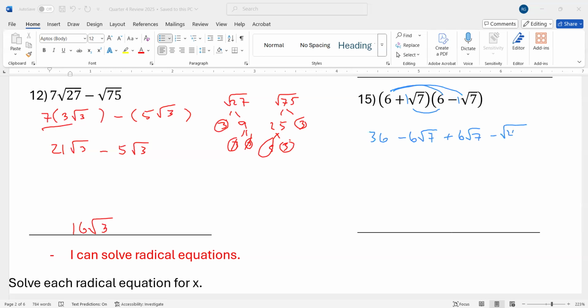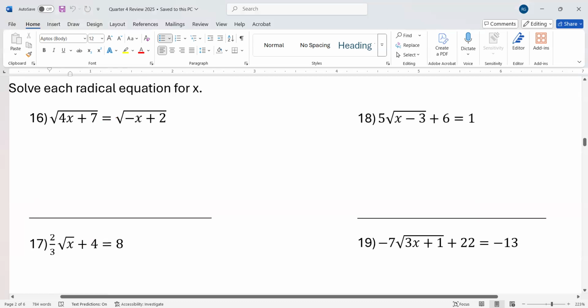7 times 7 is 49. Now what happens with these two is they cancel. Negative 6 plus 6 is 0, so that cancels out. Square root of 49 is 7, so I can do 36 minus 7, which gives me 29. So the answer is just a number on this one. The radicals cancel out.